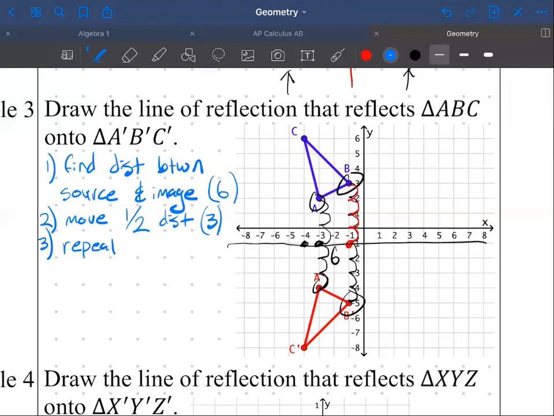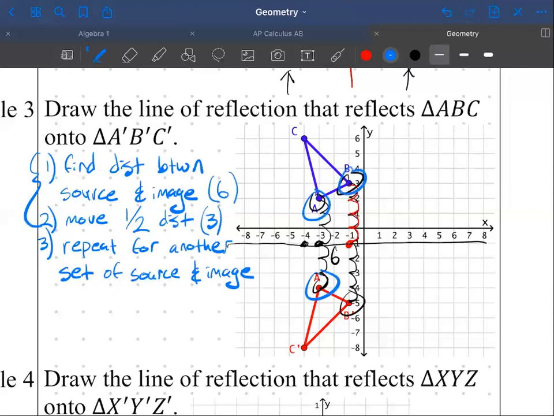repeat for another set of source and image. Like we did, we started with A and A prime, that was step 1 and 2. And then we did B and B prime, that's step 3.